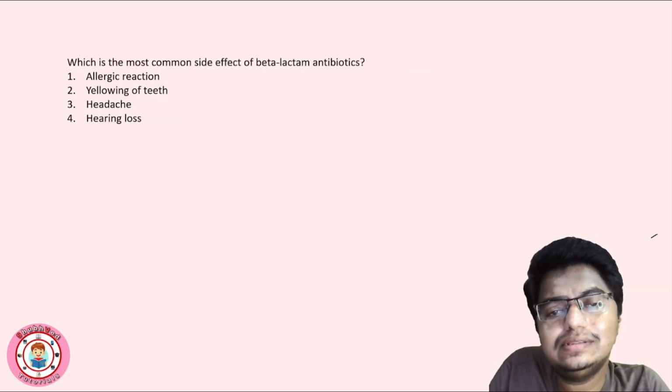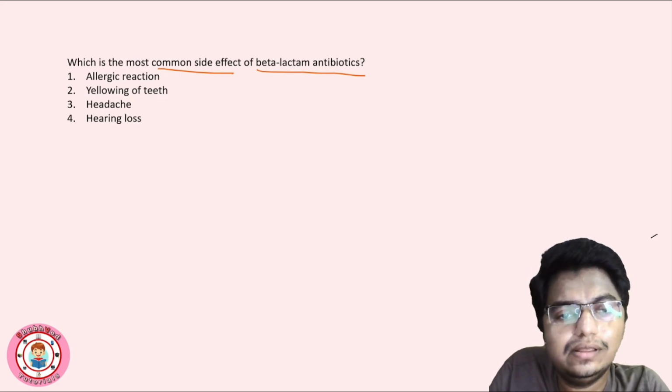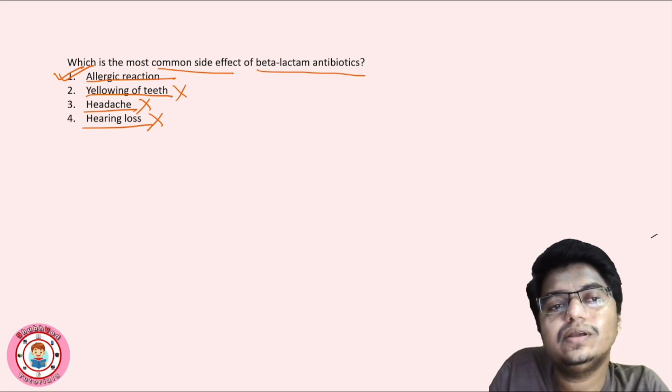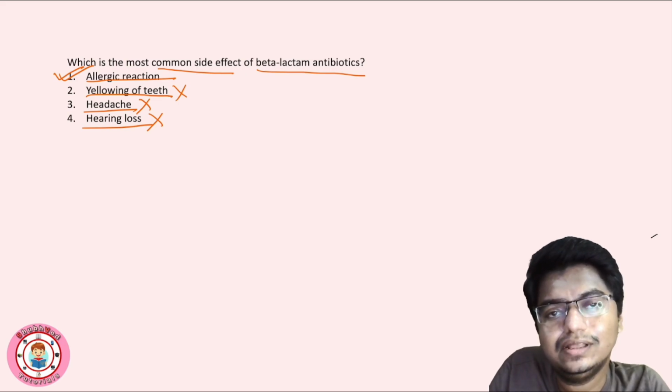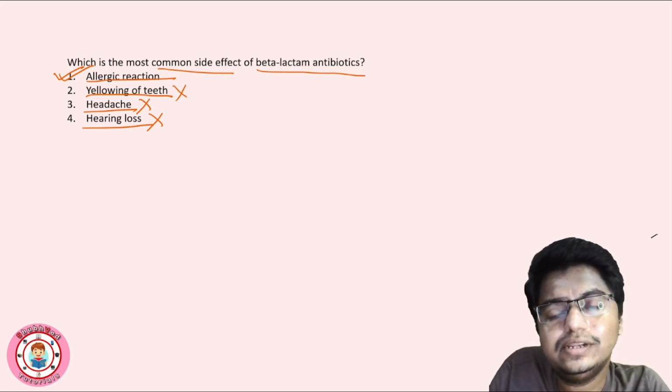Which is the most common side effect of beta-lactam antibiotics? What is the most common side effect of beta-lactam antibiotics? We should see the options: allergic reaction, yellowing of the teeth, headache, hearing loss. Hearing loss does not happen, headache also not, yellowing of the teeth also not, allergic reaction is the answer. Okay, so these are direct questions. If you answer quickly by reading, by having knowledge of the topic, then also you can answer directly. Okay, and you can get some idea from the question itself, right?